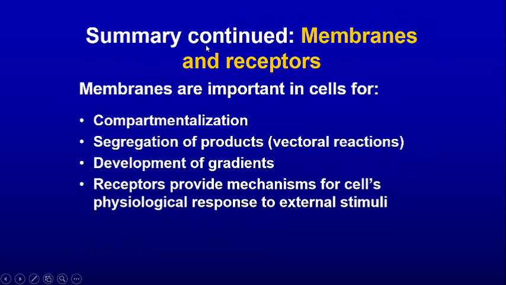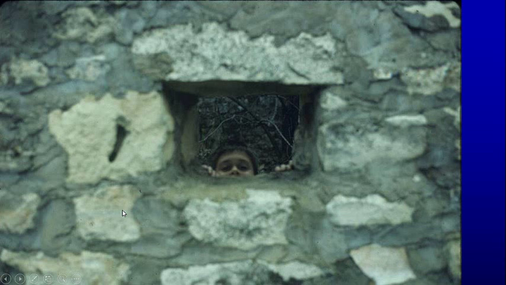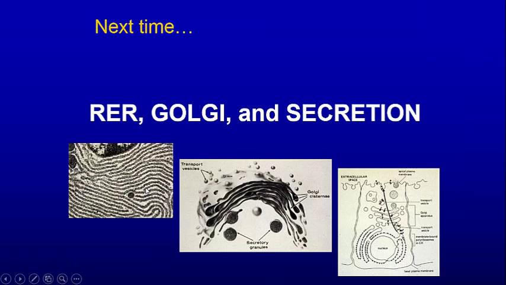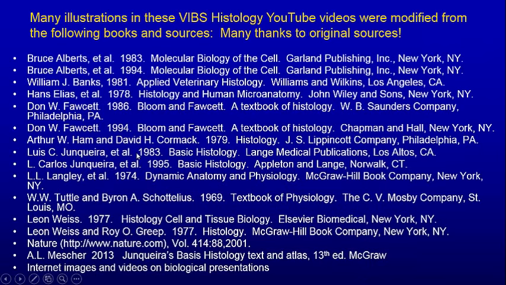So in summary again, membranes are important in the cell because of compartmentalization, segregation of products, vectorial reactions, and development of gradients, and receptors provide a mechanism for the cell to have physiologic response to external stimuli. So we have the cell membrane open up, and next time we're going to look inside the cell. We're going to look at the rough endoplasmic reticulum, the Golgi, and the secretion.